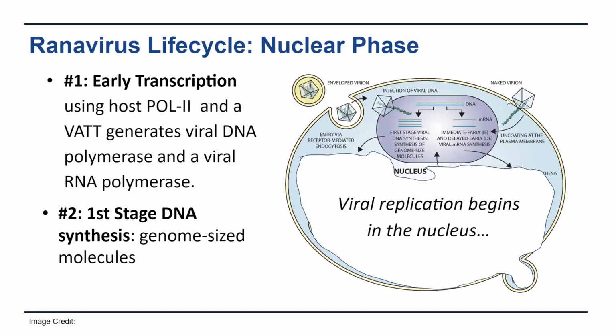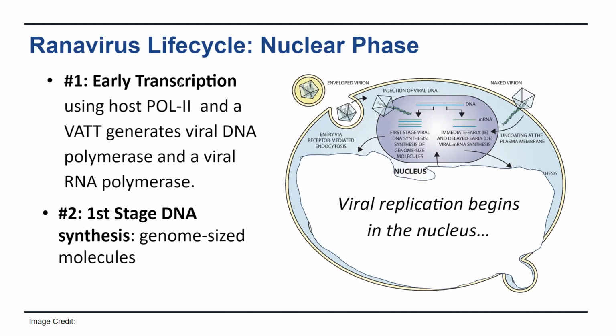Naked viruses interact with the plasma membrane and inject their viral core into the cytoplasm, where it makes its way to the nucleus. Enveloped viruses are picked up by receptor-mediated endocytosis, and either the virus particle or the core makes its way to the nucleus. In either case, viral DNA is injected into the nucleus, and two events happen.